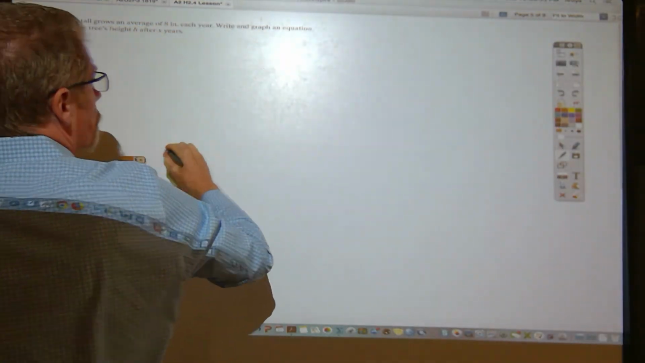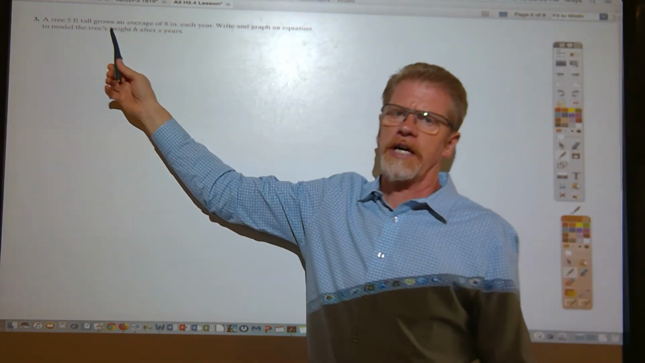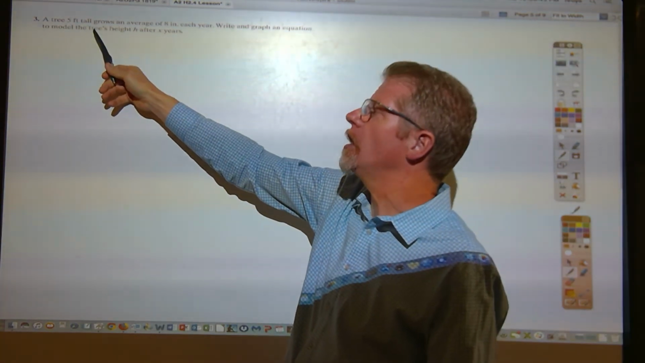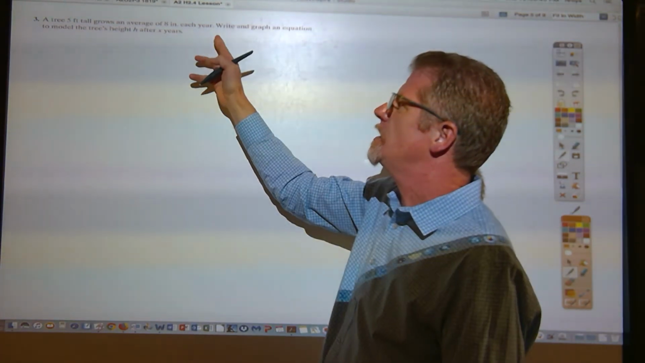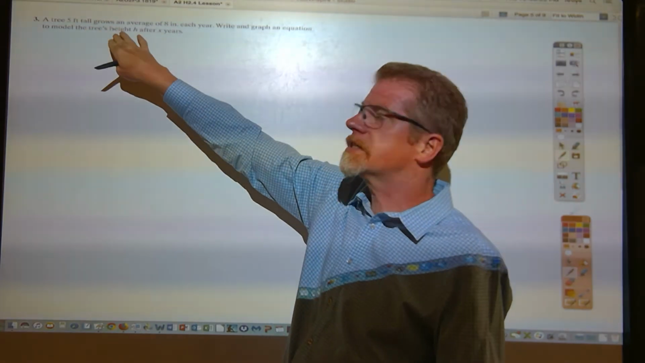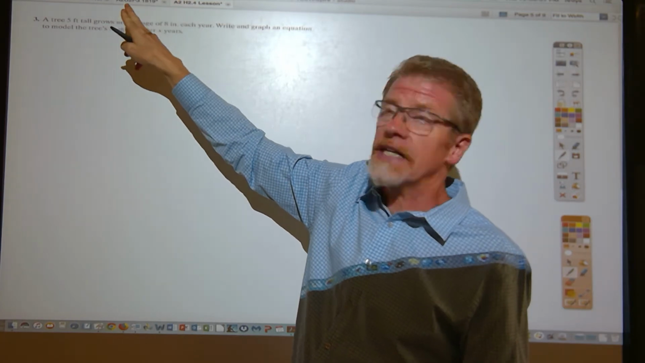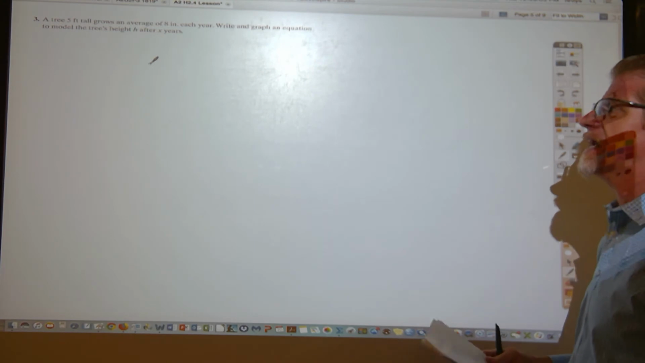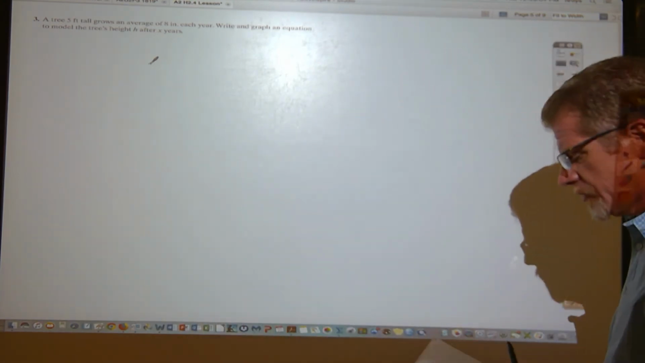So, problem 3 from homework 2.4, as you can see in your textbook, and I'll read it here in case that's too small for you to read. Problem 3 says a tree that's 5 feet tall grows an average of 8 inches per year. This is going to be an issue with units because we're mixing feet with inches. So that's going to be a high stakes issue when we do our unit analysis. Write and graph an equation to model the tree's height after X years. That's all they're asking for. Just write the equation and then sketch the graph.